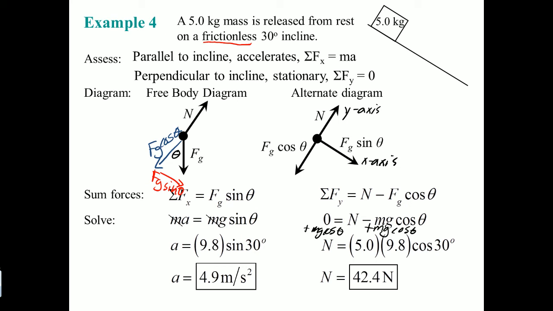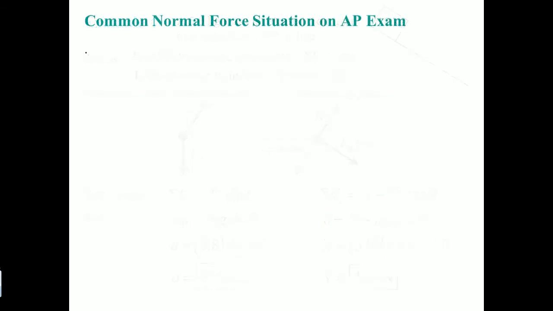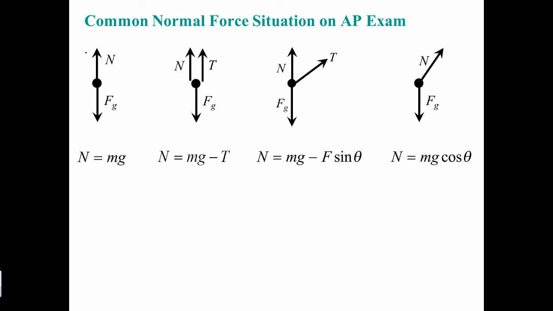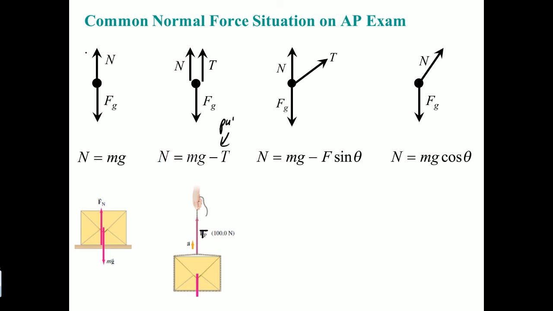Those are your two common problems that you see on the AP exam. I'm going to give you the 4 possibilities that you're going to see when it comes to the normal force. You're going to see the normal force equals mg when it is on a horizontal surface. Then you are going to have mg, but this time there's a tension force pulling it up. So it's going to be minus the tension. This comes from the person pulling up.